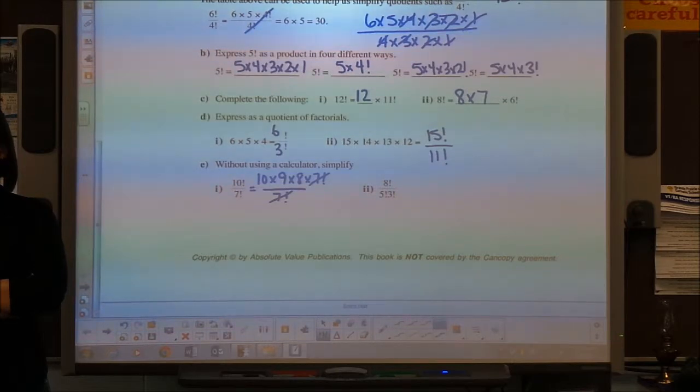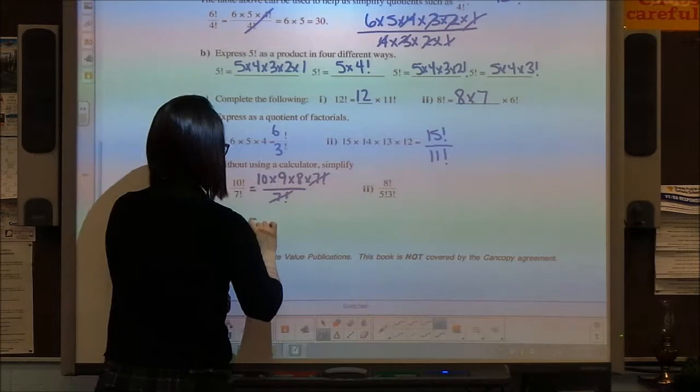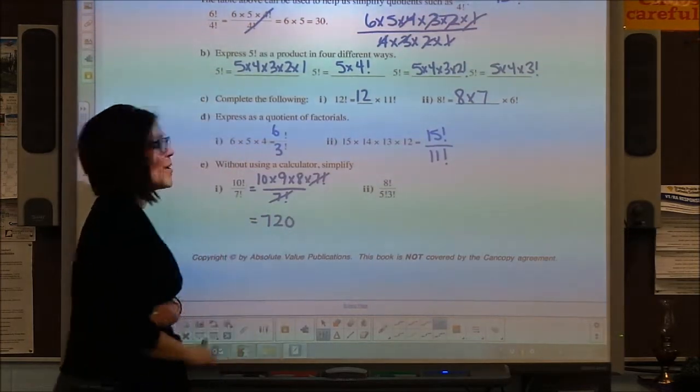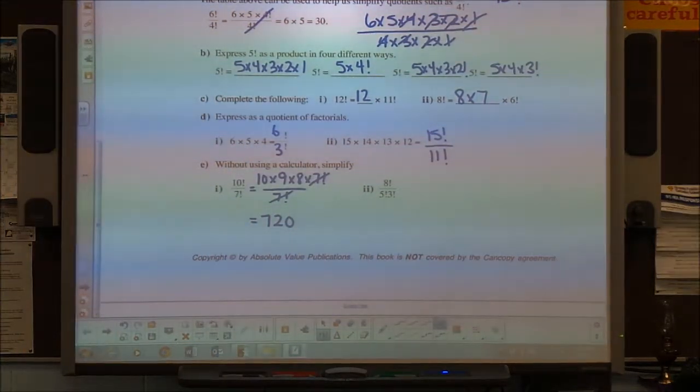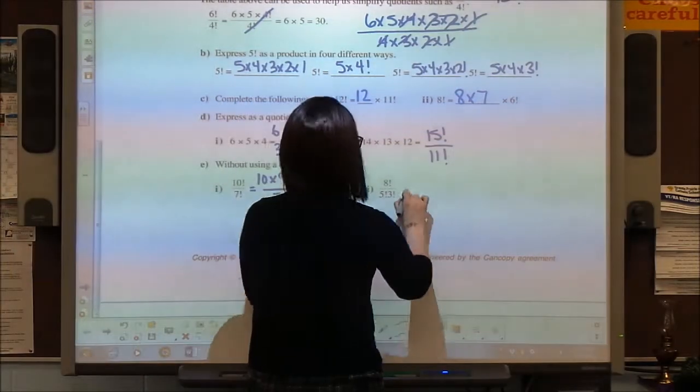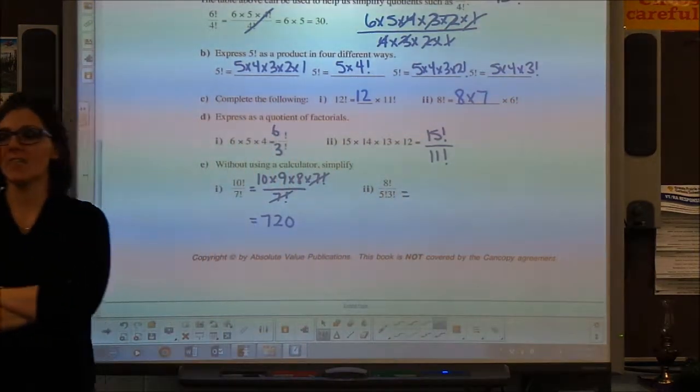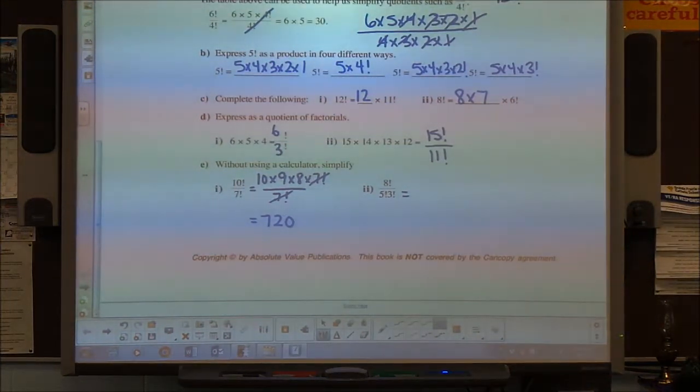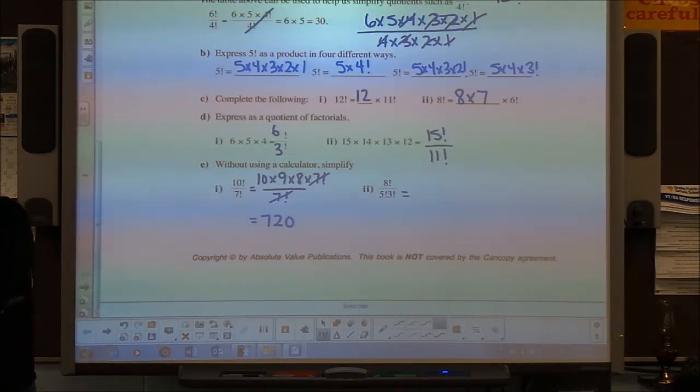Other way around. Not 270. 720. Wow. They have the right numbers. I started thinking a 7 and then I started changing it to a 2. Like, wow. Okay, what about 8 factorial divided by 5 factorial times 3 factorial? What could I do?